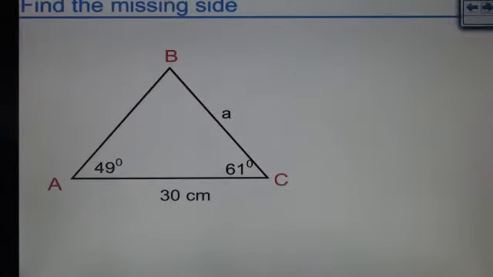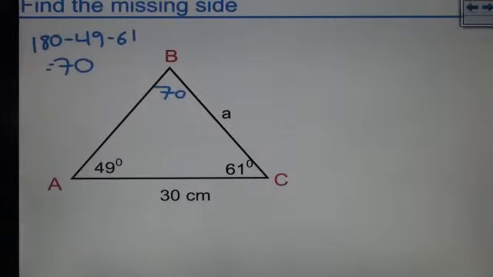Let's try another example. Find the missing side. So again, very similar to the last one, we have 49 across from A, actually it's almost the same question, 61 across from a side we don't know, and 30 across from an angle we don't know. So we take the total number of degrees in the triangle, we do that subtraction, and we get 70.